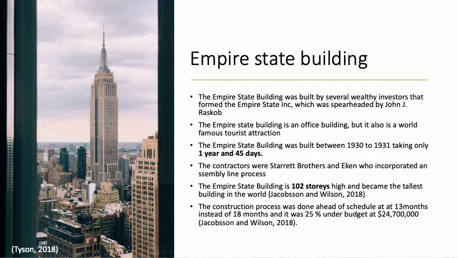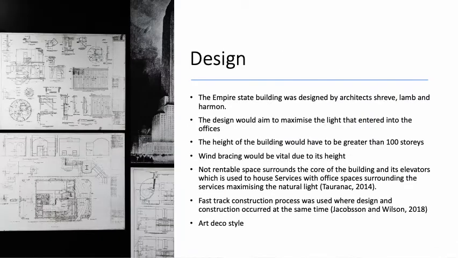The Empire State Building was built between 1930 and 1931, taking 1 year and 45 days. The Empire State Building is 102 stories high and was the tallest building in the world. The construction process was 25% under budget, and that is partially due to the impacts of the Great Depression and cheaper labour.